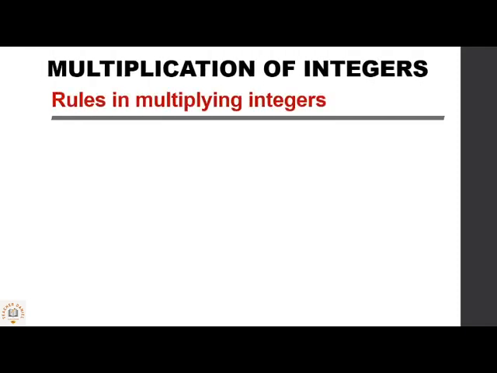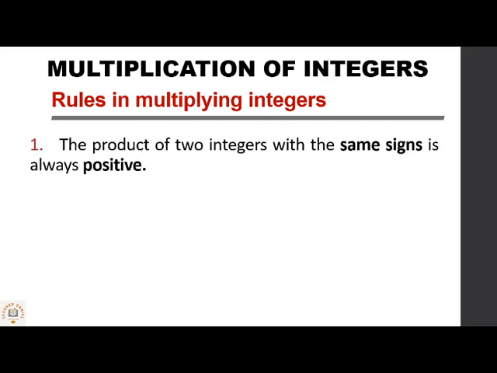So now, let's proceed to the rules in multiplying integers. We have two rules in multiplying integers. First, when we are multiplying two integers with the same sign, the product of two integers with the same signs is always positive.